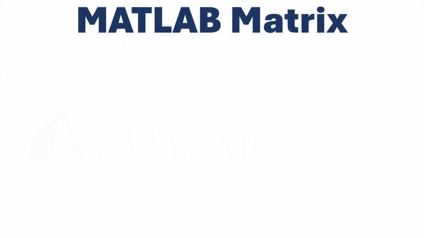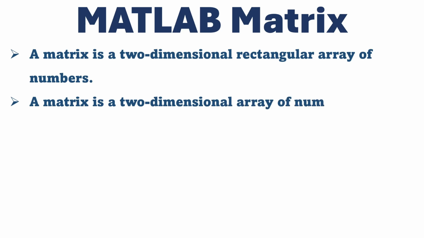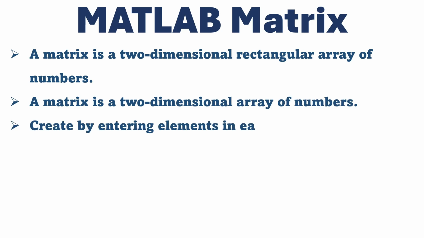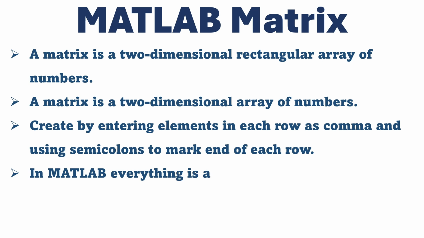What is a MATLAB matrix? In MATLAB, a matrix is a two-dimensional rectangular array of numbers and is the fundamental data type for calculations. Since MATLAB is a matrix laboratory, it is designed to operate primarily on matrices and arrays, making it ideal for linear algebra and data analysis. A matrix is a two-dimensional array of numbers. In MATLAB, you create a matrix by entering elements in each row as comma or space delimited numbers and using semicolons to mark the end of each row. In MATLAB, even a single number is stored as a one by one matrix.